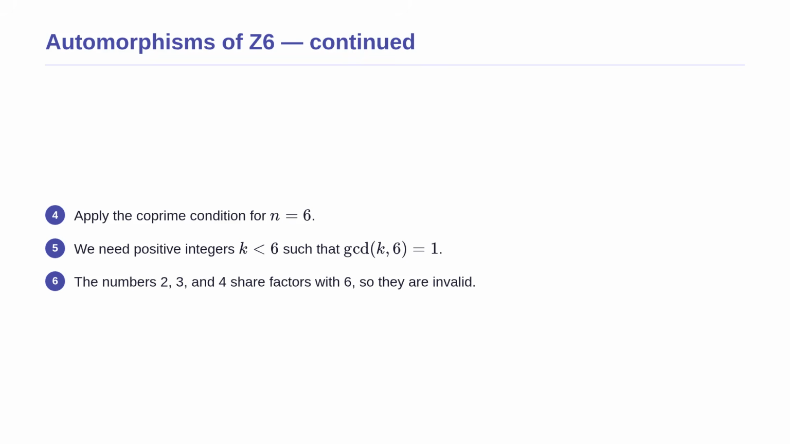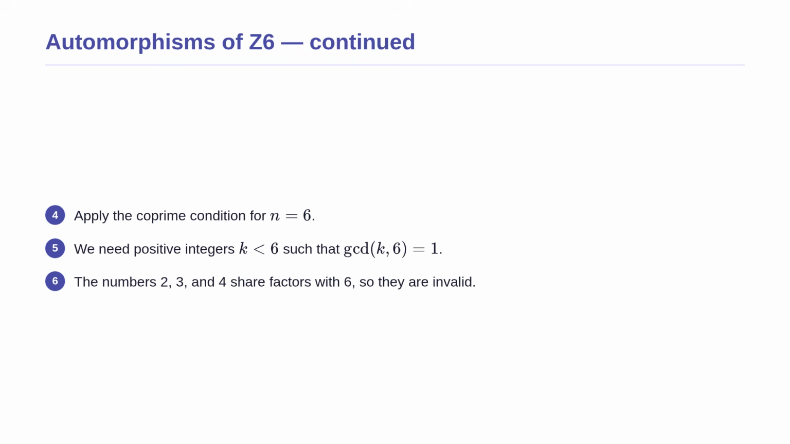Continuing with our strategy, we apply the greatest common divisor rule to our specific case. We need to find every positive integer k that is less than 6 and shares no common divisors with 6 other than 1. This ensures that multiplying by k will cycle through all 6 elements without getting stuck in a smaller, tighter loop. If we picked a number like 2, it would only generate the even numbers, completely missing half of the group's elements.